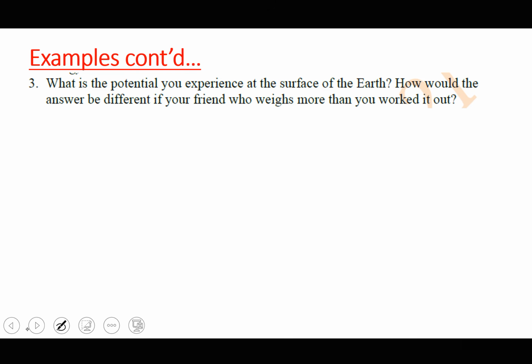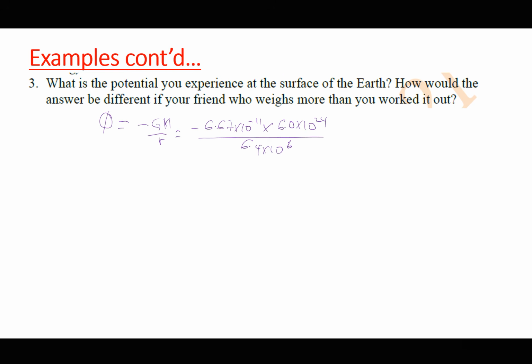First of all, let's find the potential on the surface of the Earth. We have said the potential is the work done in moving a unit test mass, or a mass of 1 kilogram, from infinity to a point in the gravitational field, which would be negative G capital M over R. This would be negative 6.67 times 10 power negative 11 times 6.0 times 10 power 24 divided by 6.4 times 10 power 6. And this would be negative, because it must be negative.